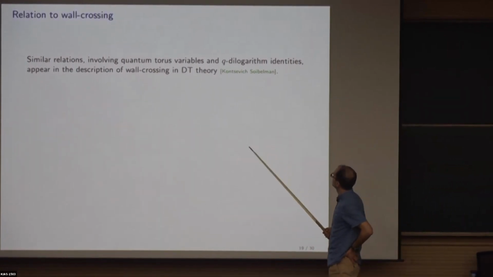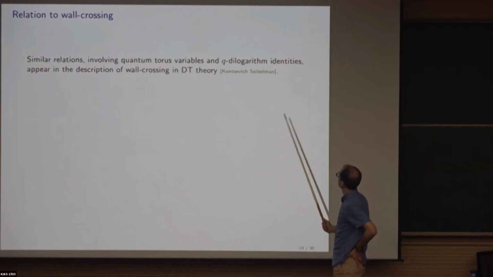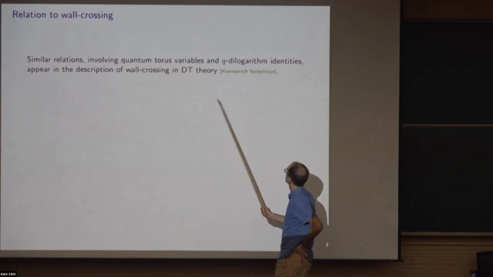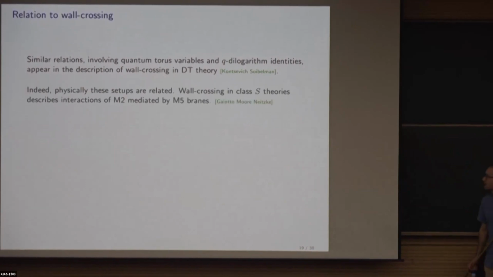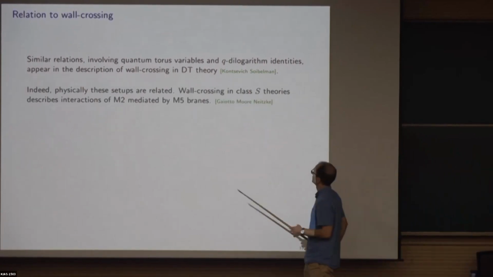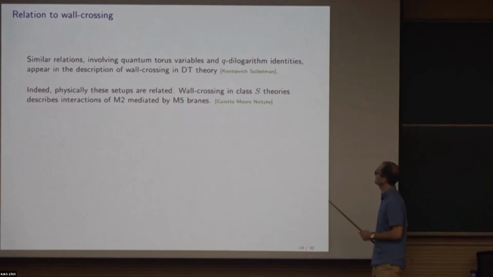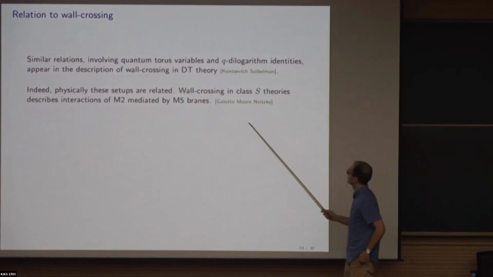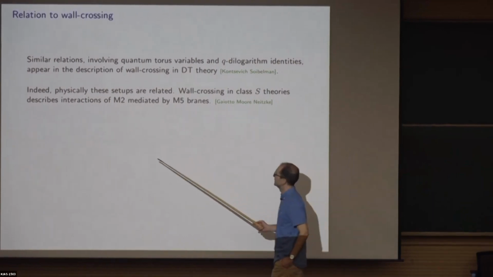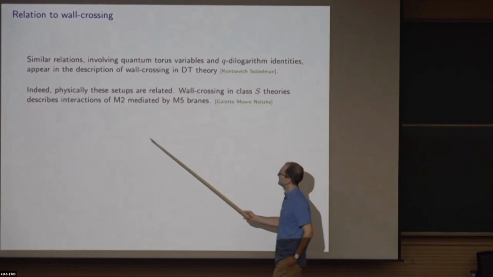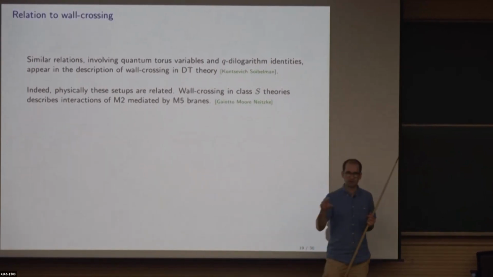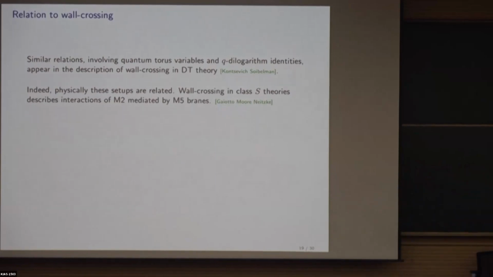So these kind of relations involving quantum torus variables and quantum dilogarithm identities are the bread and butter of the formalism of Kontsevich and Soibelman to describe wall crossing of BPS states. And in fact, the two setups are not entirely unrelated. In the work of Gaiotto-Moore-Neitzke, they consider wall crossing of BPS states in class S theories, and these can be engineered in M theory by wrapping M5 branes on a Riemann surface. And then the BPS states come from M2 branes that have boundary on that Riemann surface. So that's very close to our setup.